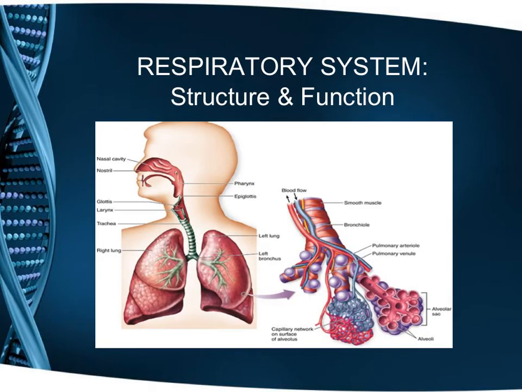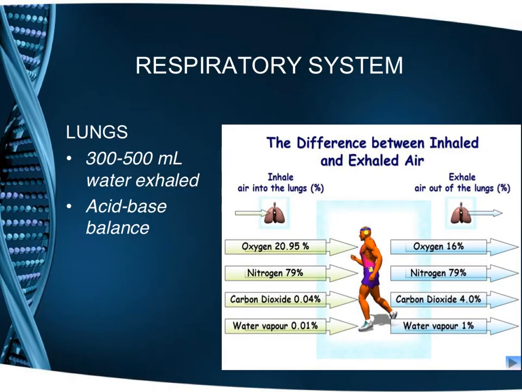Next, we will discuss the structure and function of the respiratory system. The respiratory system is a key component for maintaining homeostasis, and it also plays a major role in regulating acid-base balance. The functions of the lungs and body fluid balance include regulation of metabolic alkalosis and acidosis, and removal of approximately 300 to 500 milliliters of water daily through exhalation.